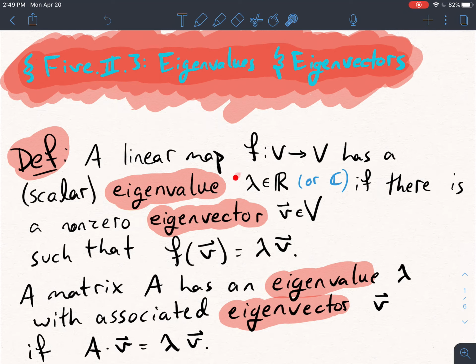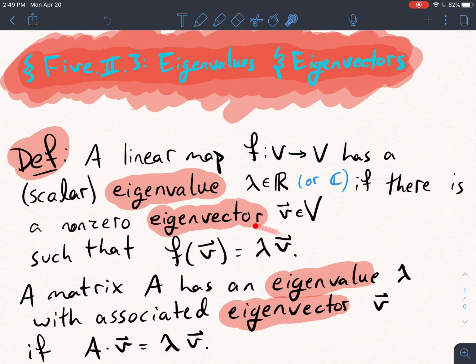So, definition: a linear map f from V to itself has a scalar eigenvalue, which will usually be denoted with a lambda. This is a constant in R. Sometimes we allow for this constant to live in the set of complex numbers, so you can think of this as imaginary numbers, like 2 plus 5i.